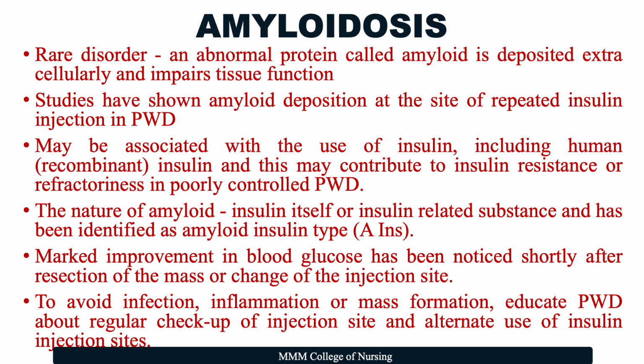The nature of amyloid is the insulin itself or an insulin related substance, and it has been identified as amyloid insulin type, otherwise known as A insulin. Marked improvement in blood glucose has been noticed shortly after resection of the mass or change of the injection site. To avoid infection, inflammation, or mass formation, educate patients with diabetes about regular checkup of injection site and alternate use of insulin injection sites.